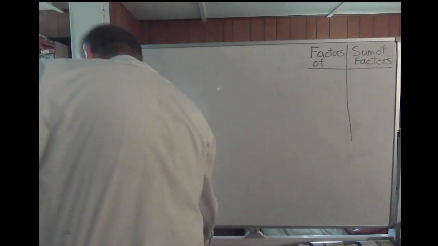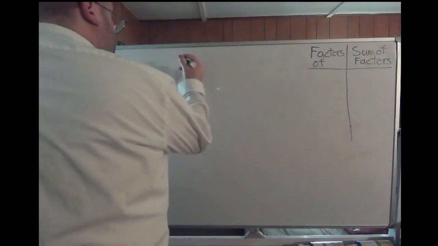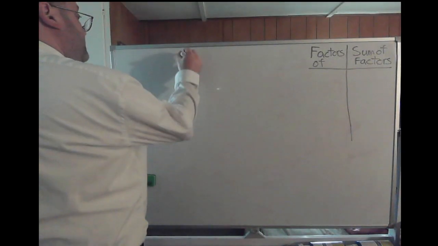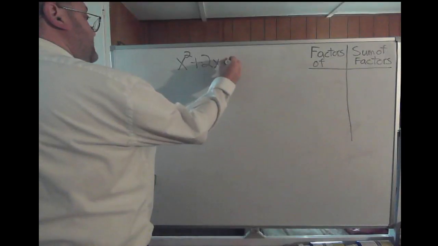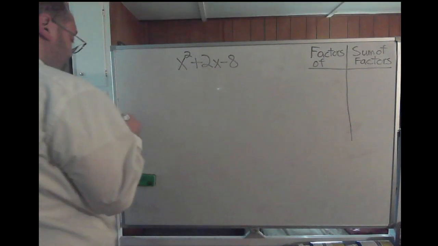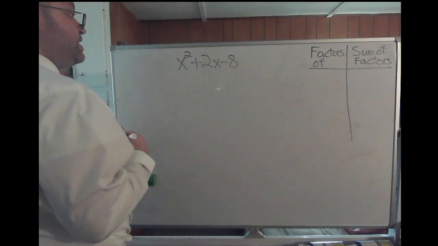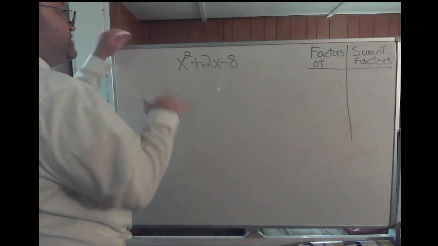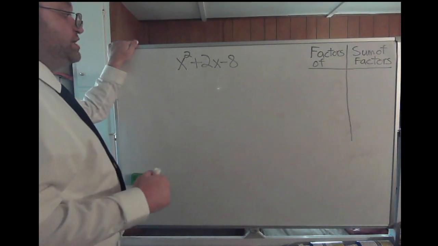Alright, what's next here? x squared plus 2x minus 8. So we got x squared plus 2x minus 8. Alright, so the coefficient on the x squared term is 1. That'll make your life easy.